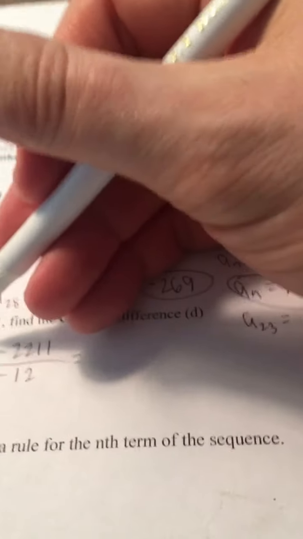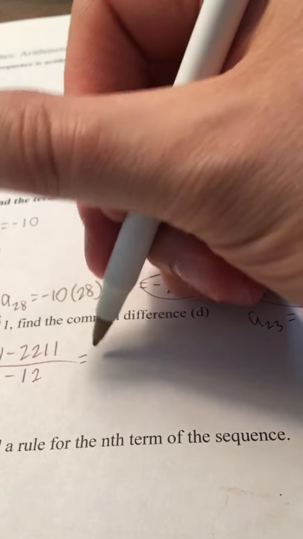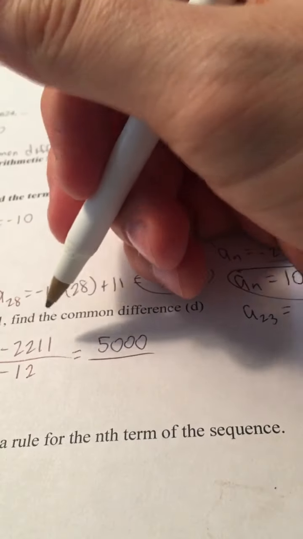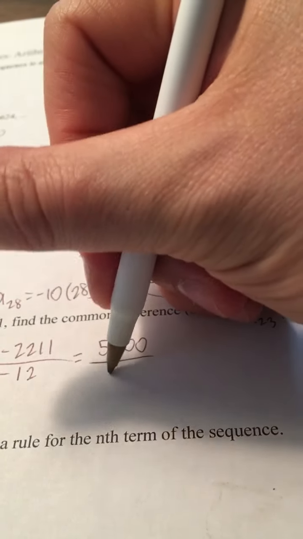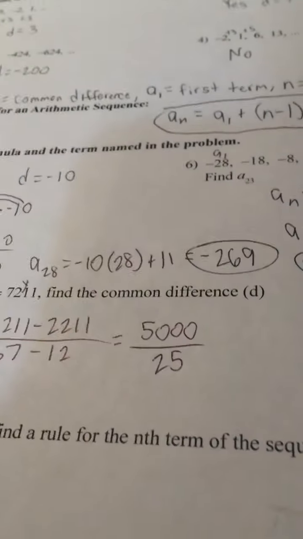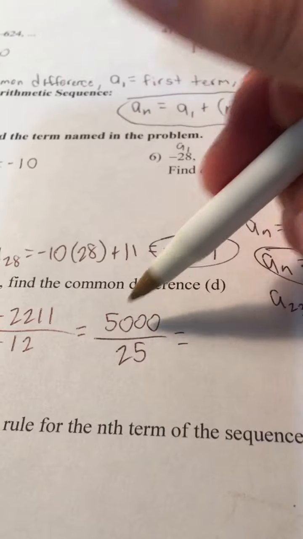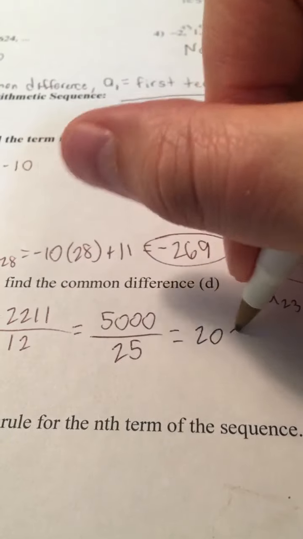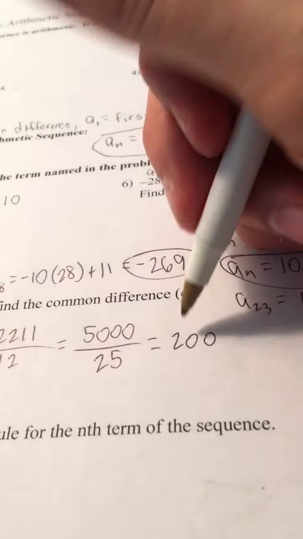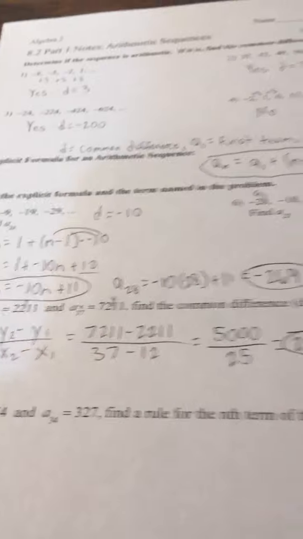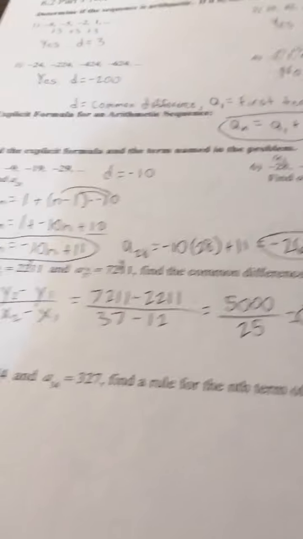So let's see. 7211 minus 2211 is going to be 5,000 over 37 minus 12, which is 25. And then divide those. Let's see, 50 divided by 25 is 2. Then I have 2 zeros, so that'd be 200. Common difference is 200. So again, using that slope formula. So let's put it all together for this last problem.